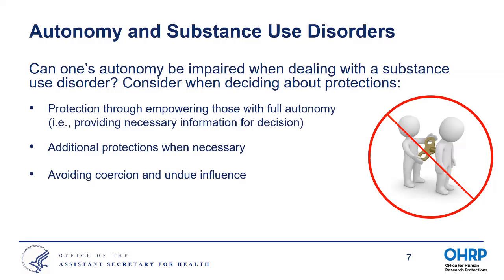Undue influence, of course, is different than coercion in that it's not a threat. It is the promise of something that might make it hard to refuse. So, like, the easiest example is offering monetary compensation for joining a study and making it an exorbitant amount. Right, that's probably the easiest way to think about it.